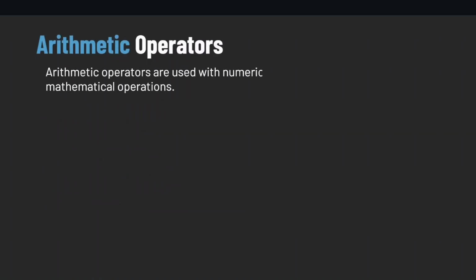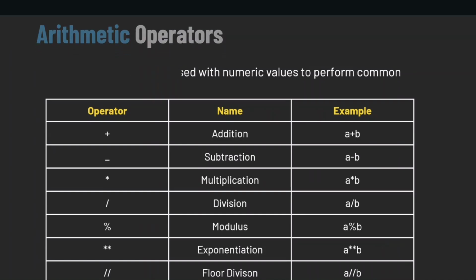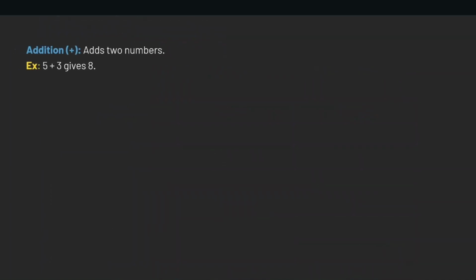First, arithmetic operator. Arithmetic operators are used with numeric values to perform common mathematical operations. So these are the most common operators that allow us to perform mathematical operations. There is a list of arithmetic operators. Now first operator is addition. So the addition operator adds two numbers together. Here 5 is added to 3 which gives 8.